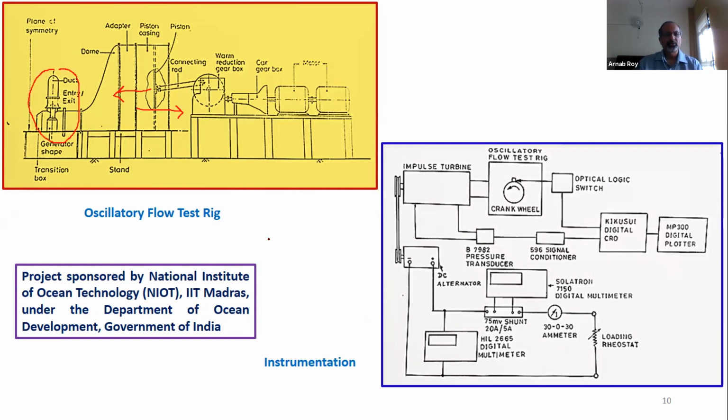As you can see, this was part of a project sponsored by National Institute of Ocean Technology, NIOT, at IIT Madras under the Department of Ocean Development, Government of India. So that was the time when along the western coast of India at several locations, wave energy plants were being developed. And this study was part of the prototype development. And we had a small test setup instrumentation as well to quantify the performance of the system.